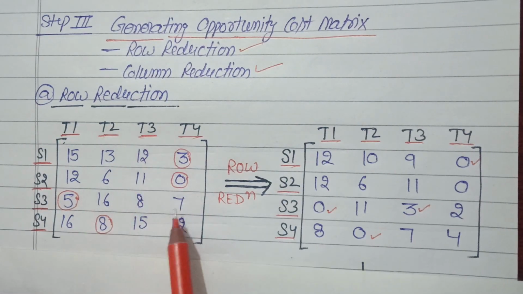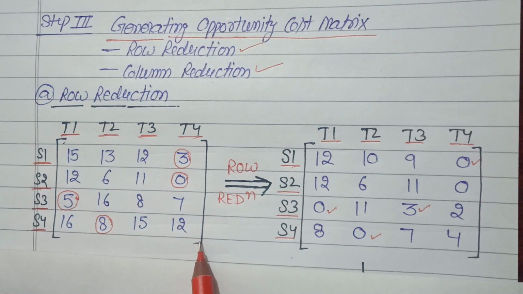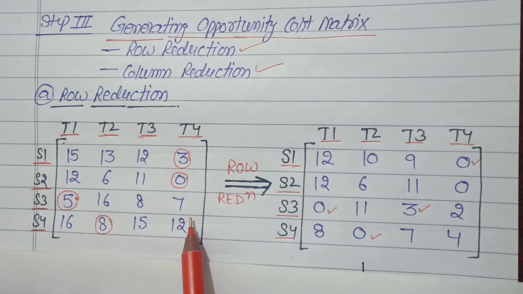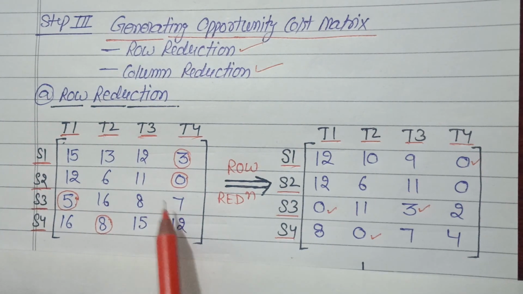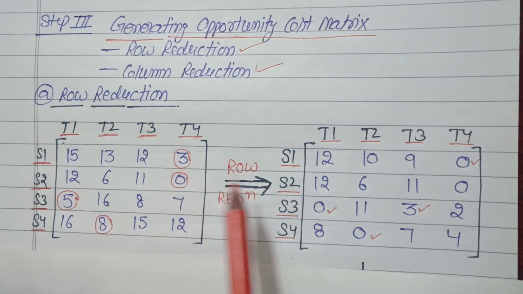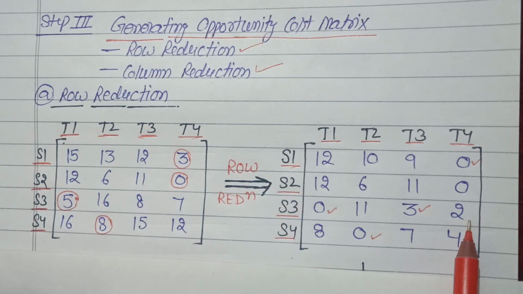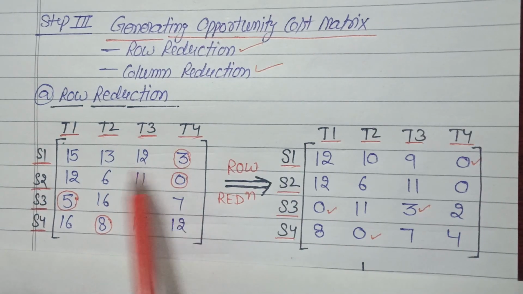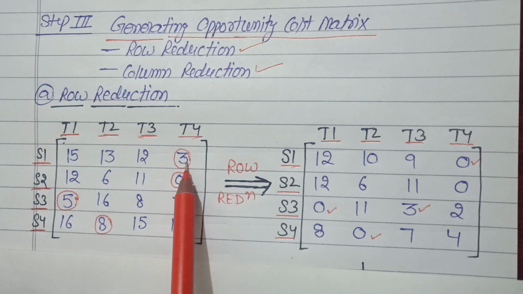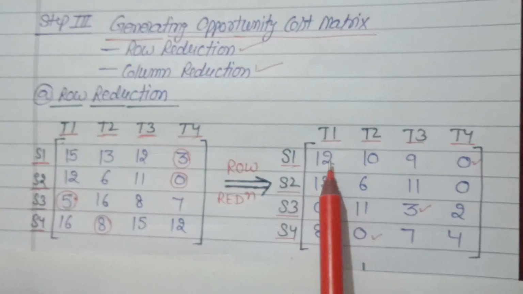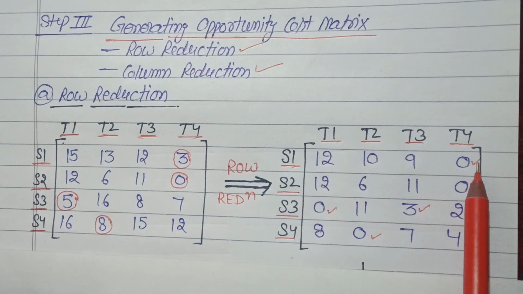So this is the matrix which we have found after converting the maximization problem into a minimization type of assignment problem. So this is a minimization type of assignment problem matrix. Now we will convert this matrix again using the row reduction method. Selecting the first row, you will see that 3 is the minimum element and we have to subtract this 3 from all these elements. So if you subtract 3 from all these elements, you will have 12, 10, 9 and 0.